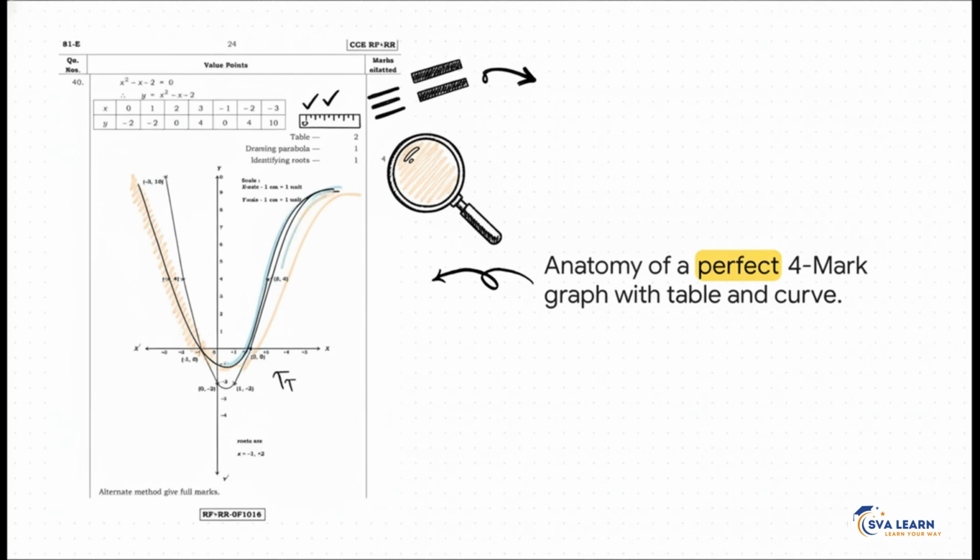Let's look at the anatomy of a perfect, full score graph. This is a flawless, board-approved answer straight from the key. First, check out the table at the top. The student carefully calculated the y values for x ranging from -3 to 3. Boom, 2 marks safely in the bank. Now the graph itself. The axes are clearly labeled x, x prime, y, y prime. And look at the top right corner. The scale is explicitly written out. X-axis 1 centimeter equals 1 unit. That is exactly what we want to see. The points are plotted perfectly, and they are connected with a smooth, continuous freehand curve. No jagged ruler lines here. That smooth parabola secures the next 1 mark.